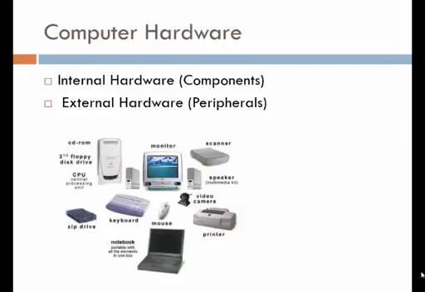When we talk of internal hardware, we are talking of the components that make up the system unit. When you open the system unit, the components you see in it are the internal hardware. And the external hardware are the peripherals: the mouse, the keyboard, the monitor, and other stuff that we see. So you can see that we have the CD-ROM, the monitor, the speaker, the printer, the mouse, the keyboard. These are all examples of computer peripherals.